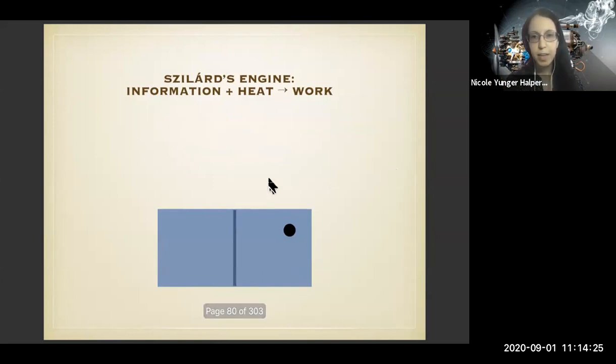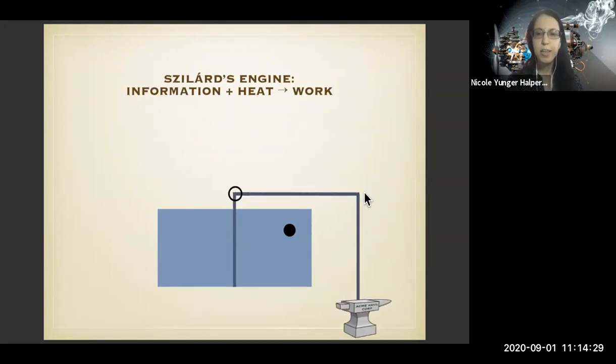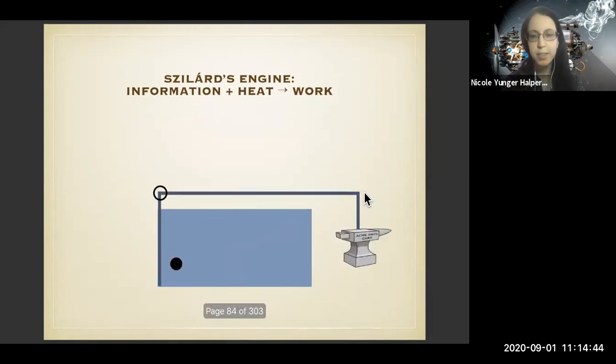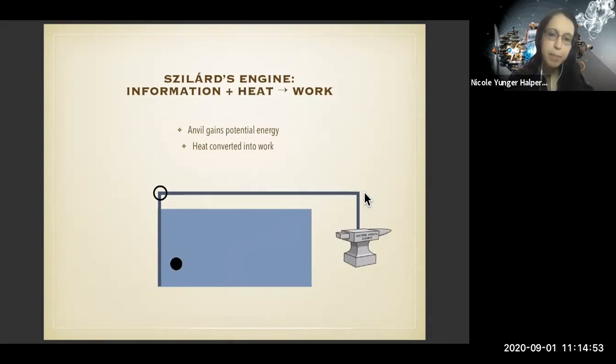We can slide a partition into the box, then attach a rope to the partition and attach an Acme anvil to the rope. Then we can unfix the partition to let it slide. The particle is going to punch the partition. It's going to keep punching the partition until the partition gets to the far side of the box. Then we will have lifted the anvil, so we've performed gravitational work. We've taken heat from the heat bath specifically and turned it into work.